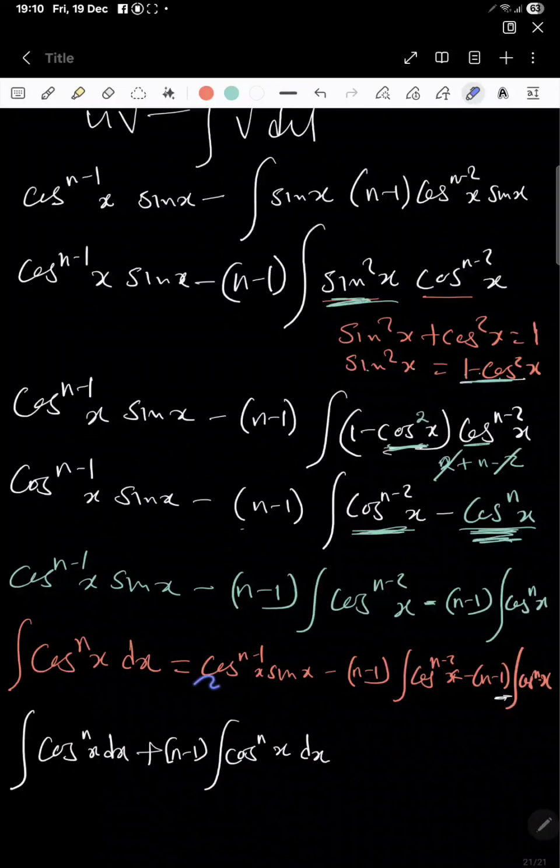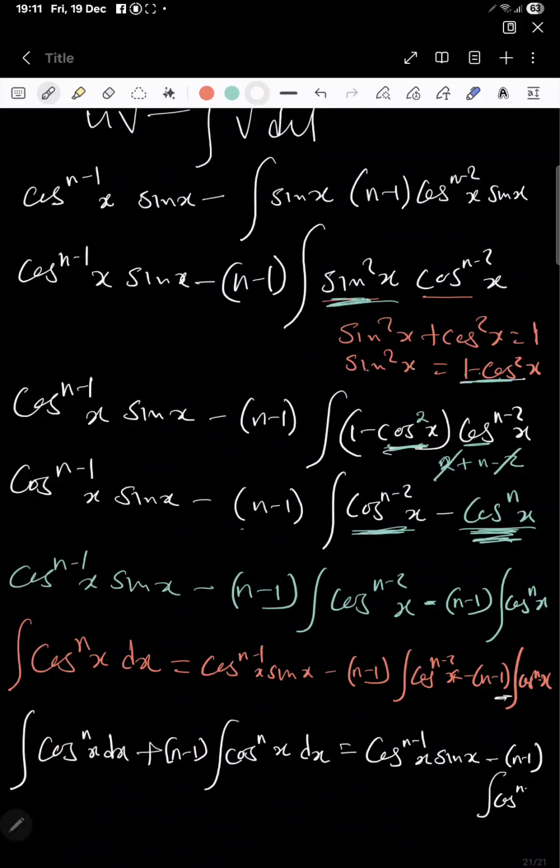Then what are we going to remain with on this side? It's only this from here to here. So this is equal to cos to the power n minus 1 x sine x, then minus n minus 1, and don't forget that there is the integration of cos to the power n minus 2 x.